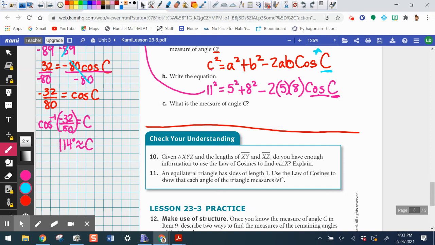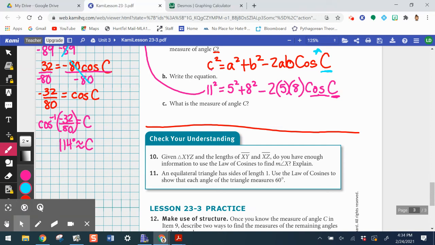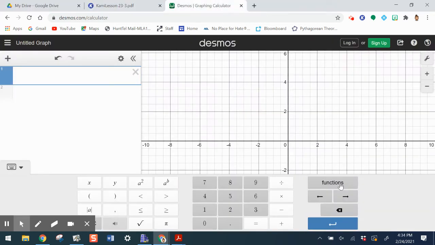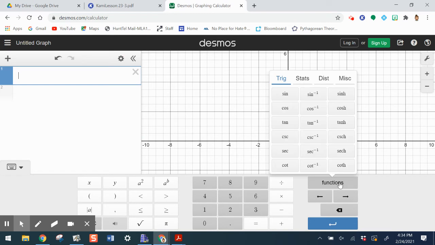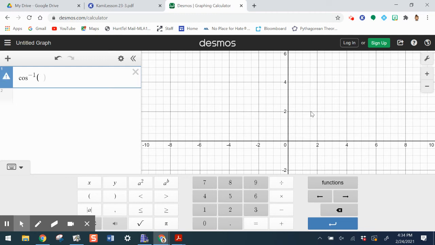And I'll show you that it is in fact 114. So let's take a look. We're going to go to functions, inverse cosine, and we're going to input a negative 32. You could make the 80 negative as long as you understand that either the 32 is negative or the 80 is negative. And notice it says undefined right now. That's because we have to fix a little issue of putting it over 80.